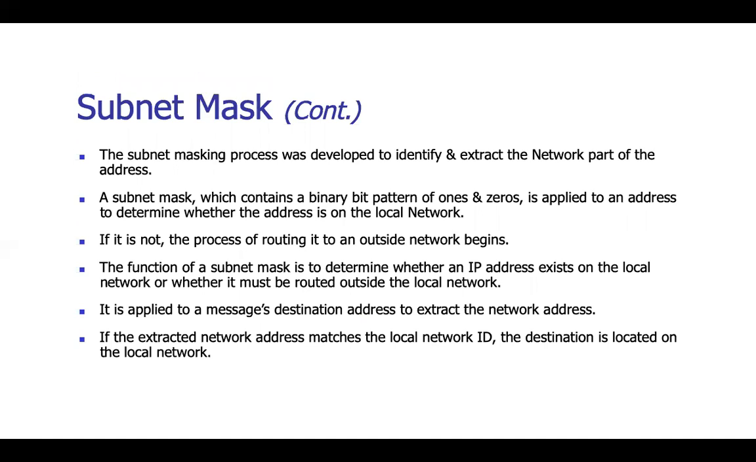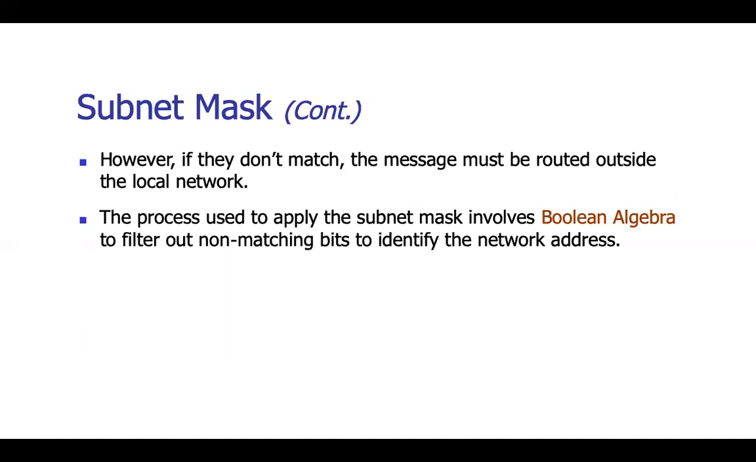A subnet mask contains a binary bit pattern of ones and zeros, and is applied to an address to determine whether the address is on the local network. If it's not on the local network, the process of routing it to an outside network begins. The function of the subnet mask is to determine whether the IP address exists on the local network or whether it must be routed outside the local network. If the extracted network address matches the local network ID, the destination is located on the local network. However, if they don't match, the message must be routed outside the local network. The process used to apply the subnet mask involves Boolean algebra to filter out non-matching bits to identify the network address.